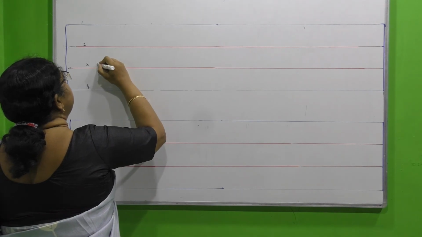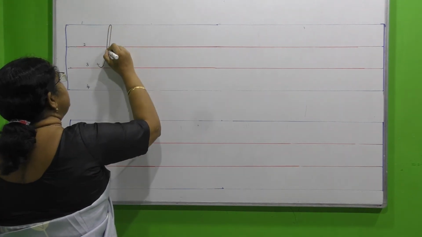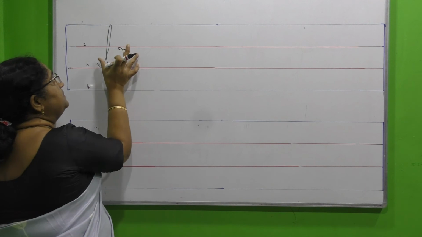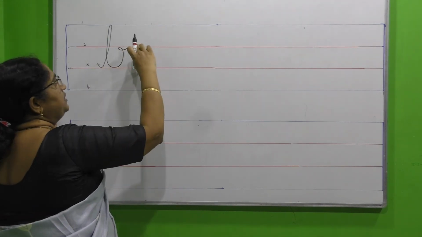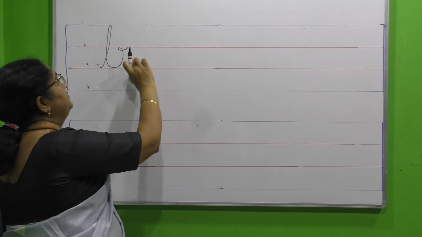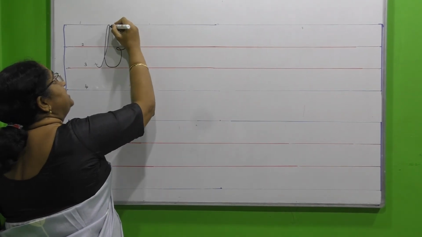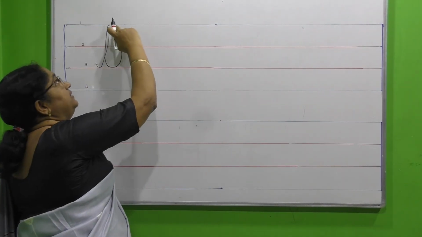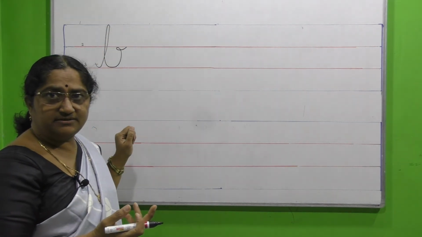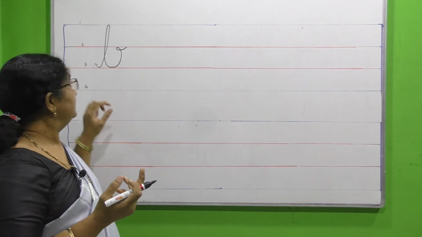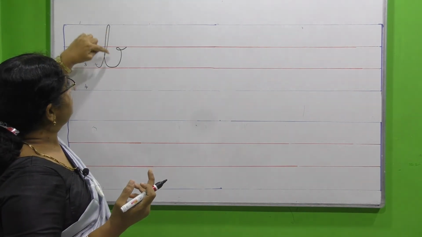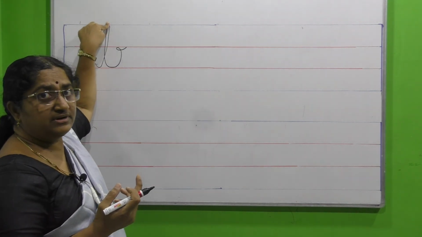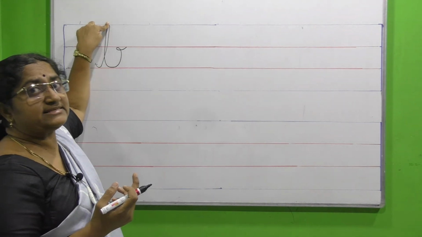The letter B. If you can see, I am going all the way up to line number 1. The main body of the letter is in between the red lines, that is line number 2 and 3, and I am taking the letter all the way up to line number 1. Since it is going up, it is known as upper zone letter. Am I clear? Since we are writing the letter, we are taking the stroke up to line number 1. This is also known as an upper zone letter or an ascender.